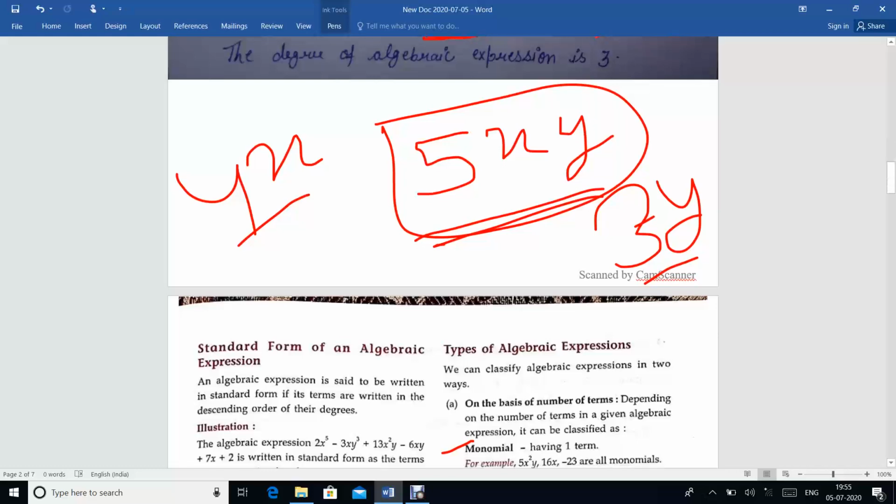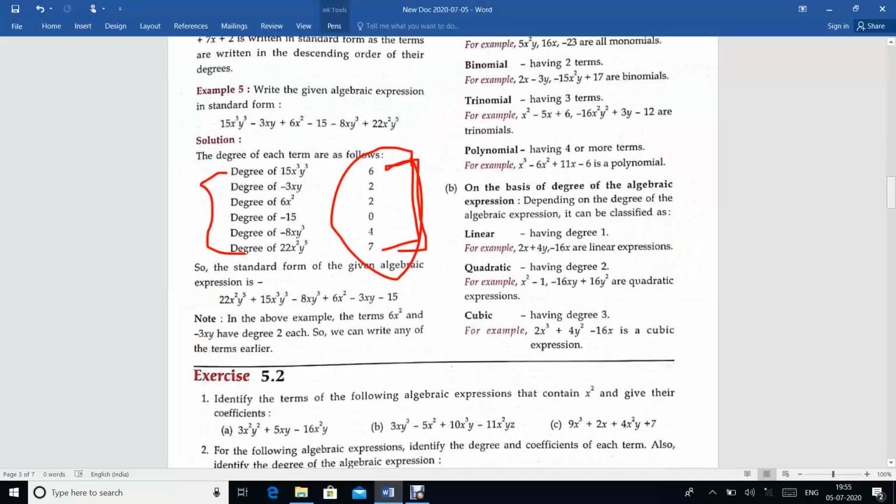The next is binomial. Bi means two. It means if an algebraic expression contains only two terms, then it will be a binomial. You can see that here 2x minus 3y. Here are two terms, 2x and 3y. So it is binomial.